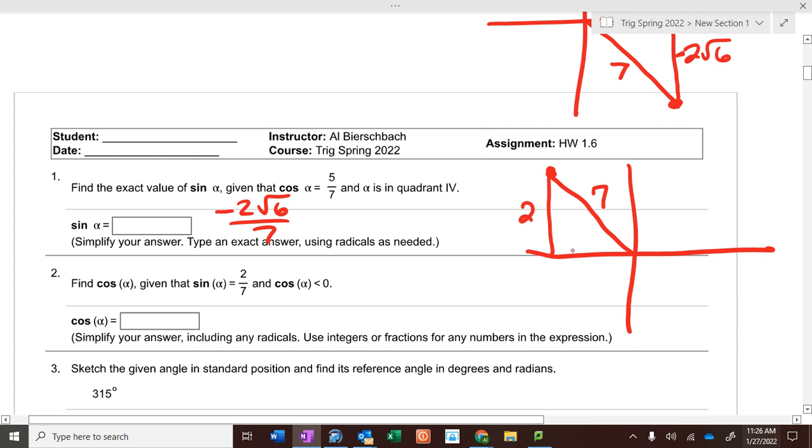So what's 2 squared? 4. 7 squared is 49. 49 minus 4 is 45. Square root of 45 is the square root of 9, square root of 5, or 3 square root of 5. Now, would that 3 square root of 5 be positive or negative? Negative in this situation because we're going to the left. So the cosine of A is negative 3 square root of 5 over 7. Okay? Are we good there?